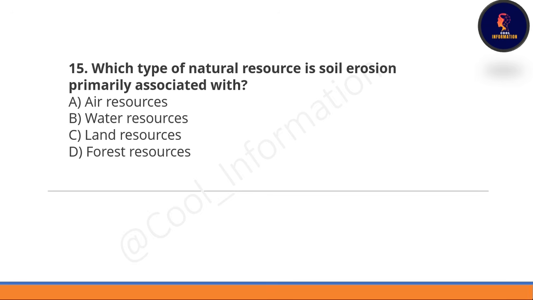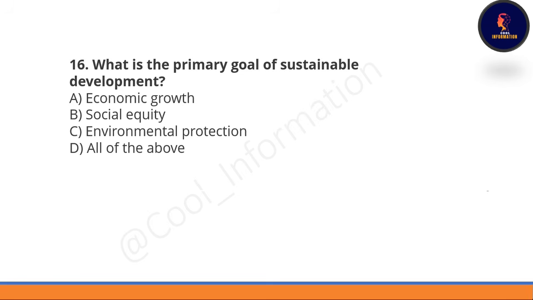Next question. Which type of natural resource is soil erosion primarily associated with? So very simple question, land resources. Option C is correct.